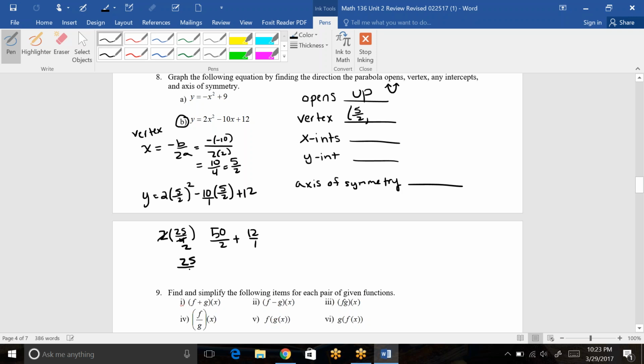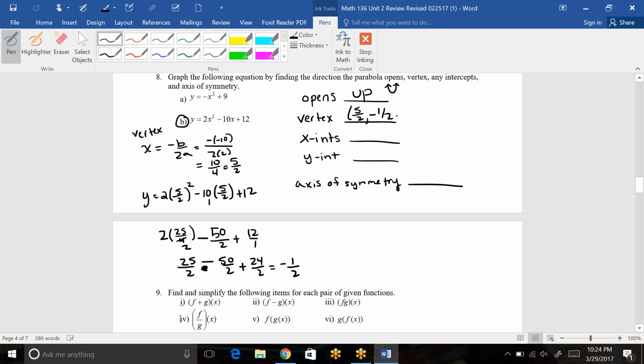So then that would be 25 over 2 minus, lost my sign, minus 50 over 2. Doesn't want to delete that plus sign. Minus. And then plus, let's go ahead and get the common denominator here. So that'd be 24 over 2. So 25 minus 50 would be negative 25, and then plus that would be negative 1/2.